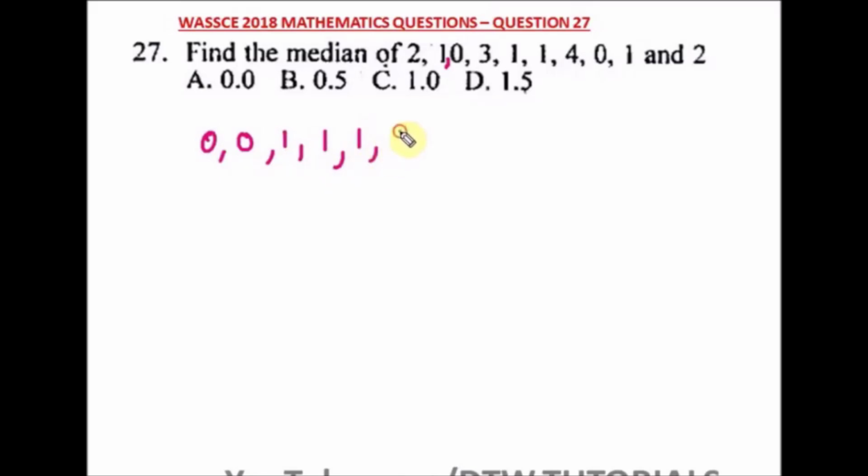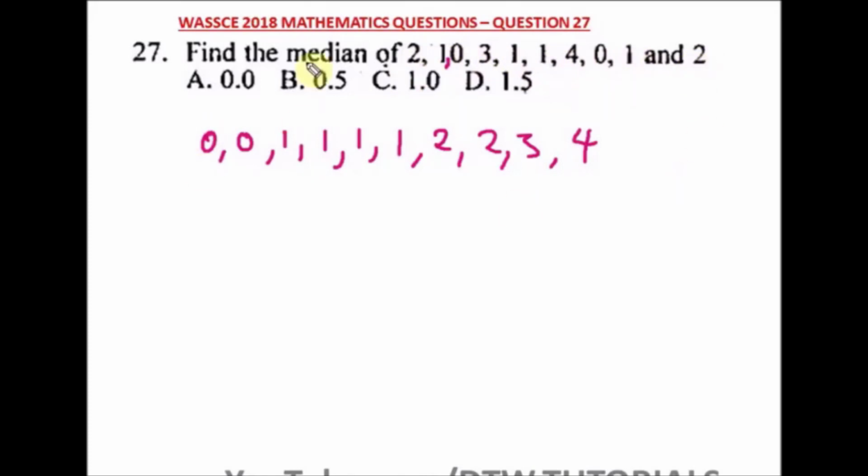another 1, another 1, another 1. That's four ones. Then the next number is 2, we have 2 here, another 2. Then next we have 3, then 4. So let's try to find the middle number. How many numbers do we have? 1, 2, 3, 4, 5, 6, 7, 8, 9, 10.